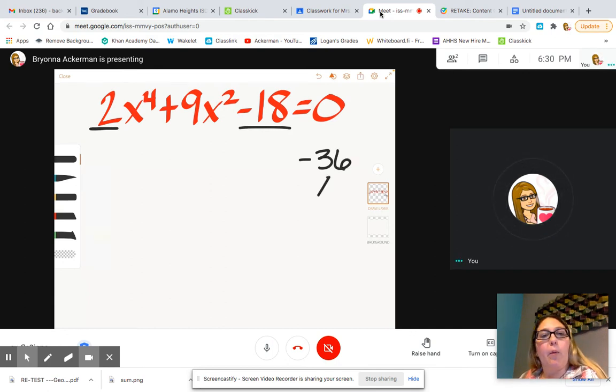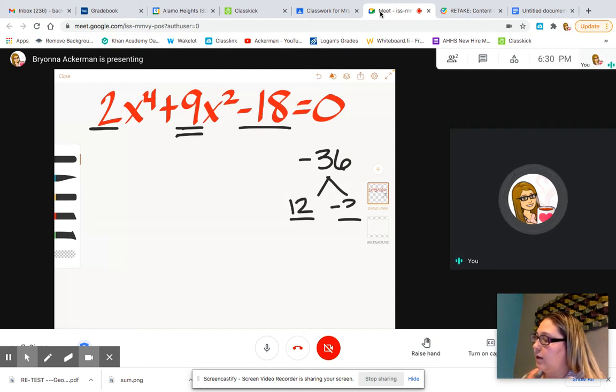Okay. I want to find 2 numbers that when I multiply them together, I get negative 36, but when I add them together, I get a positive 9. Okay. And so that gives me, if I do a positive 12 and a negative 3, that'll give me the negative 36. But when I add those, I'm going to get a positive 9.